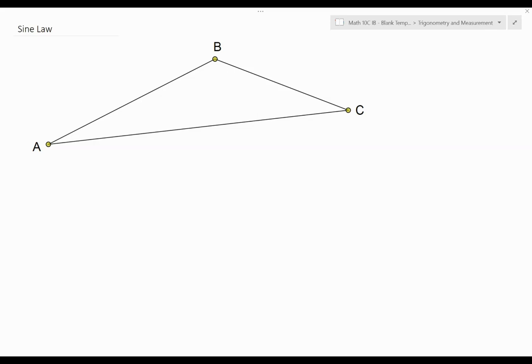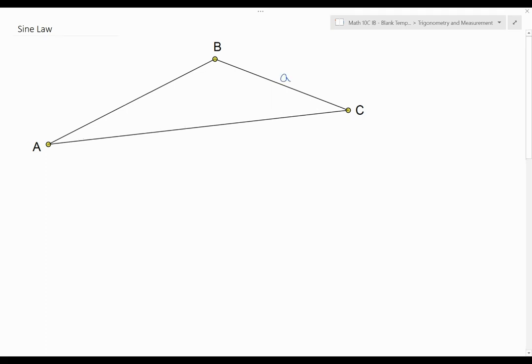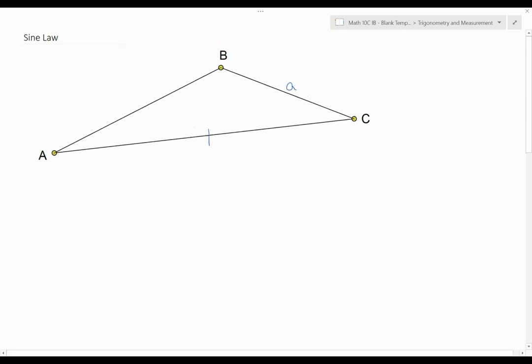Remembering that in right triangles we were labeling vertices or corners with capital letters and the sides opposite to each corner with the corresponding lowercase letter, we're going to do the same in oblique triangles. So I have side a on the opposite side of the triangle from angle A. Side b is opposite to angle B, and side c is opposite to angle C.